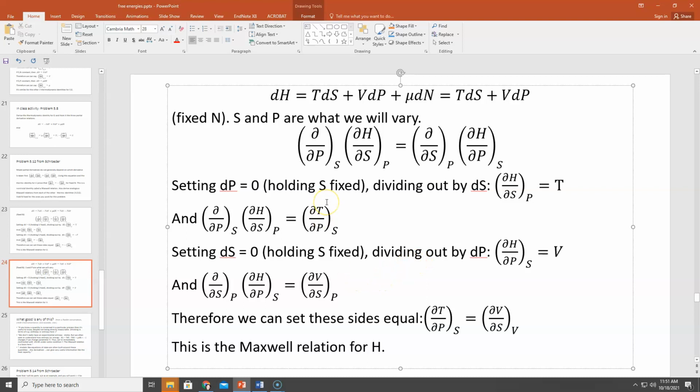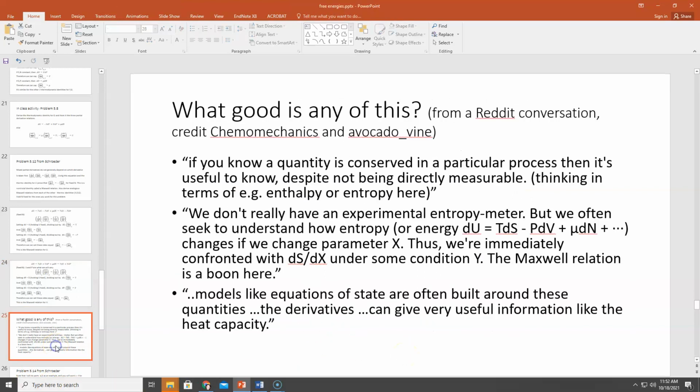So now we set the right-hand side and the left-hand side equal to one another, and we have a full Maxwell relation for H. Partial T with respect to P holding S constant equals partial V with respect to S holding P constant. And that's our Maxwell relationship, okay? So those are Maxwell relations, and those are the differential relationships that we can get from the thermodynamic identities for our new thermodynamic potentials H, F, and G.